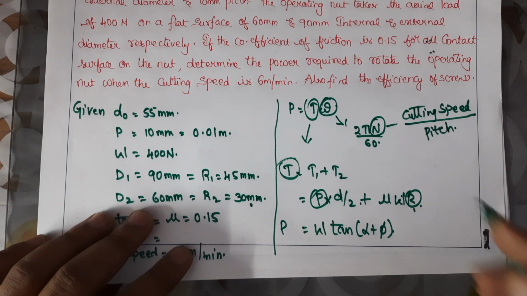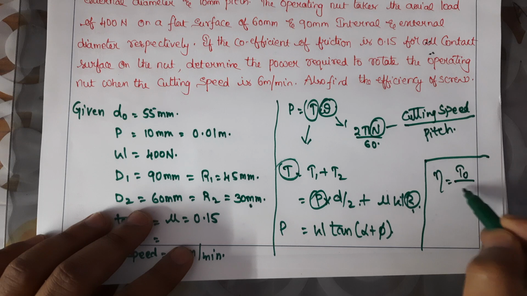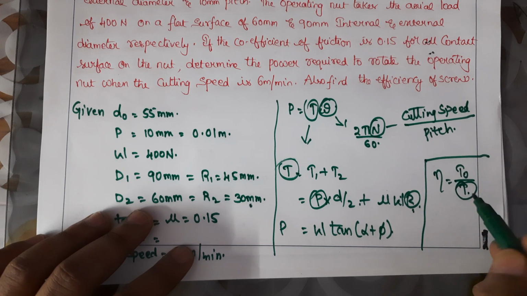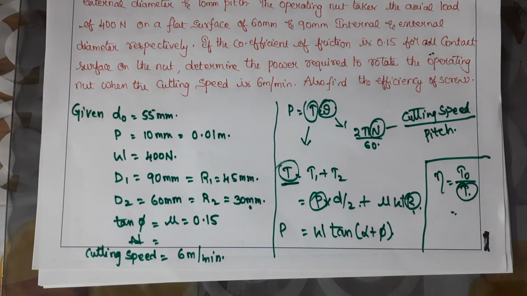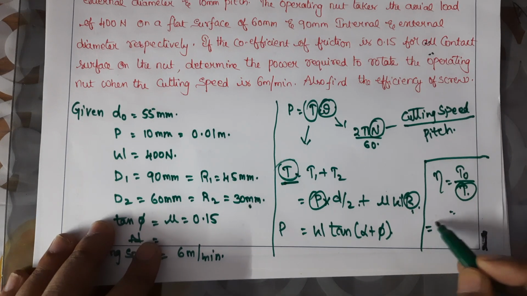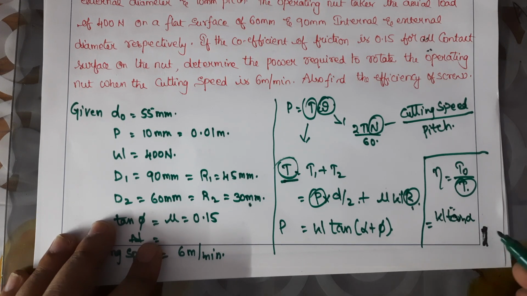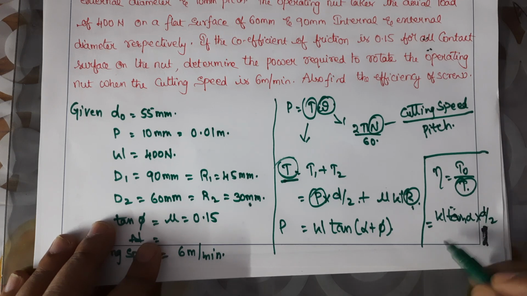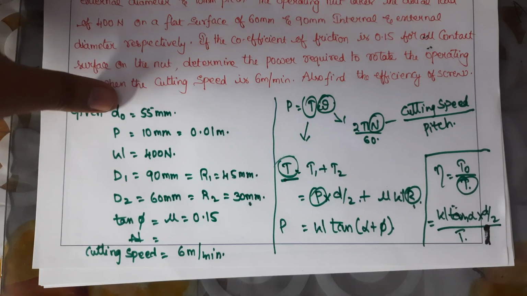So later we can get the efficiency, which is equal to T naught by T. That is total torque, which we can get from here. T naught is nothing but P into D by 2. Here T naught is nothing but W tan alpha only, because we are not considering the friction. So tan alpha into D by 2, and we will be taking that divided by the total torque. Okay, so after calculating that, we can get the efficiency. Okay, so let us go step by step.